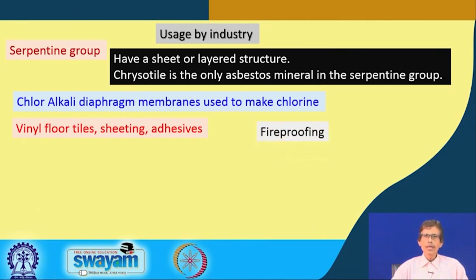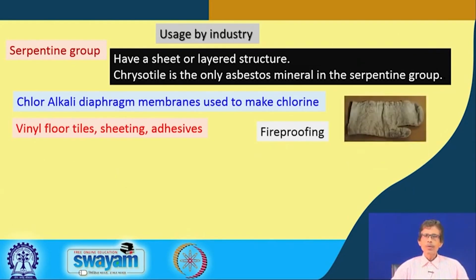Then it is a very useful fireproofing material, so we can have fireproofing for the walls of the home, or any other places where there are chances of catching fire, even in laboratories or industry, because this particular material, asbestos, will not quickly take fire or catch fire.